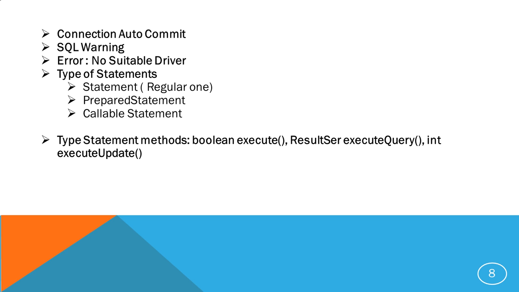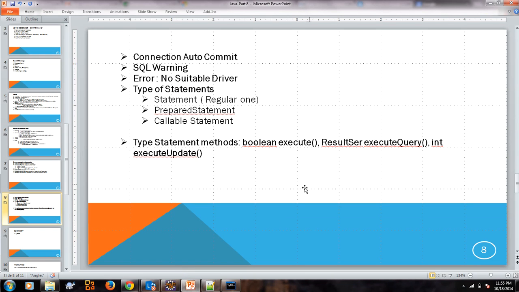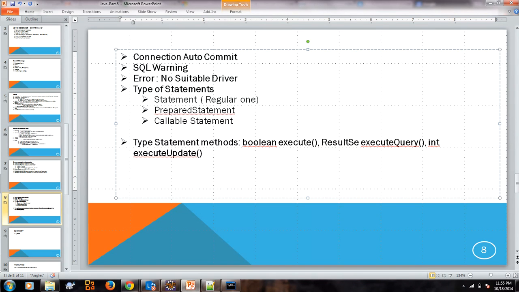Statement methods. As I said, when we create the statement encapsulating the queries, we then need to execute the statement. There are different flavors of executing the statement: the execute method, the executeQuery method, and the executeUpdate method. The return types of those methods are: for execute it is a boolean, for executeQuery it is a ResultSet, and for executeUpdate the return type is an integer.